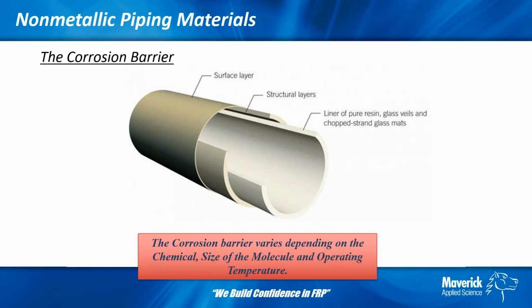So where we see greater permeation, that means we need to design a thicker corrosion barrier. A standard corrosion barrier might be 100 mils, but for hydrochloric acid we might want to go to 200 mils. We don't want the permeation to go all the way through the corrosion barrier and get to the structural work and start to attack the structural integrity of the pipe. So we want the corrosion barrier to do its job and protect the structural cage of the pipe.